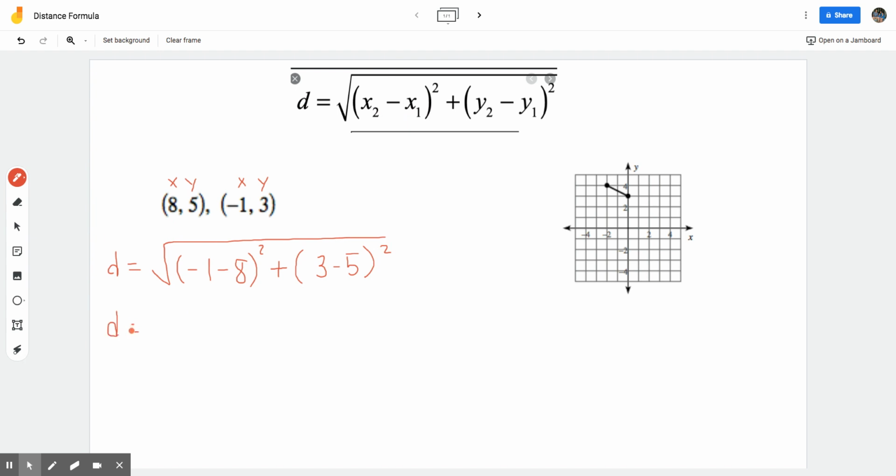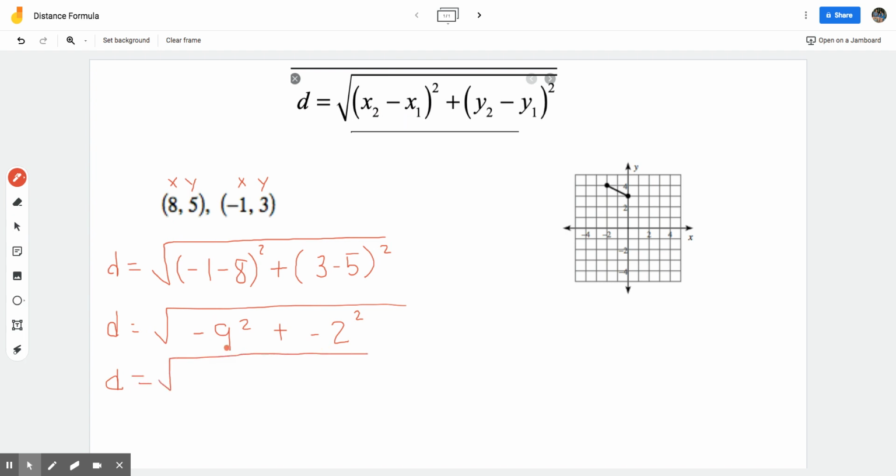We have D equals square root of. Now, if I have -1 minus 8, that's going to be -9. So I have -9 squared plus, now I'm going to do this one. 3 minus 5 is -2. So that's going to be -2 squared. All right. So now our next thing we would do is actually square these values. So I'm going to do that.